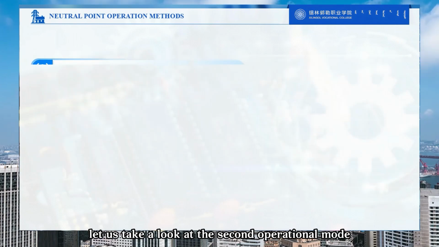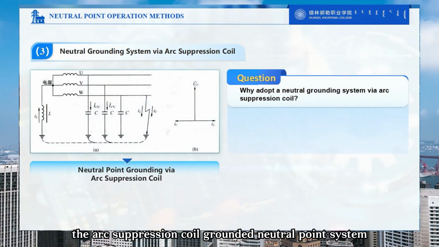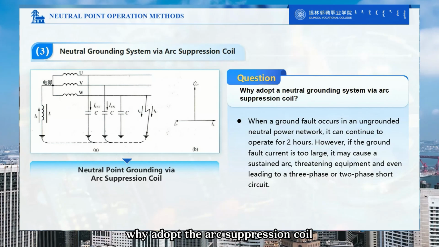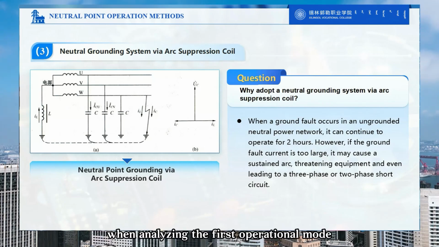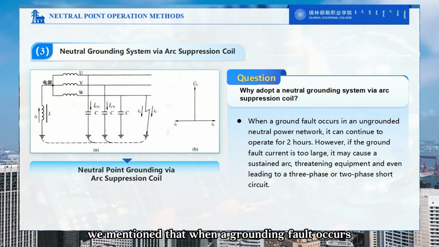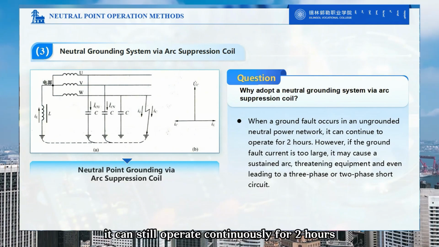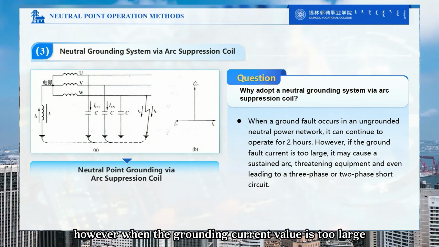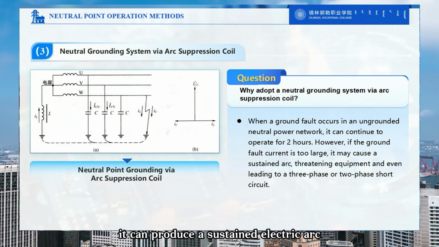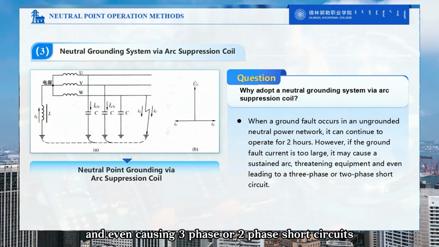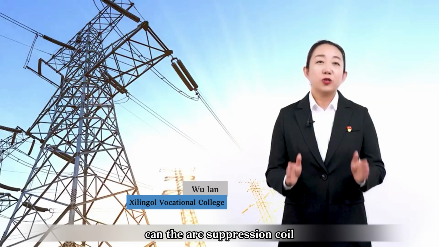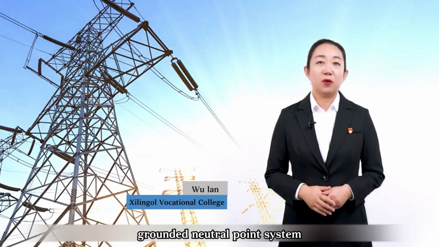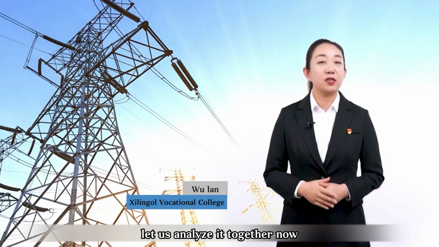Let us take a look at the second operational mode, the arc suppression coil grounded neutral point system. Why adopt the arc suppression coil grounded neutral point system? When analyzing the first operational mode, we mentioned that when a grounding fault occurs in an ungrounded neutral power grid, it can still operate continuously for 2 hours. However, when the grounding current value is too large, it can produce a sustained electric arc, threatening our equipment and even causing 3-phase or 2-phase short circuits. Can the arc suppression coil grounded neutral point system avoid these problems? Let us analyze it together now.